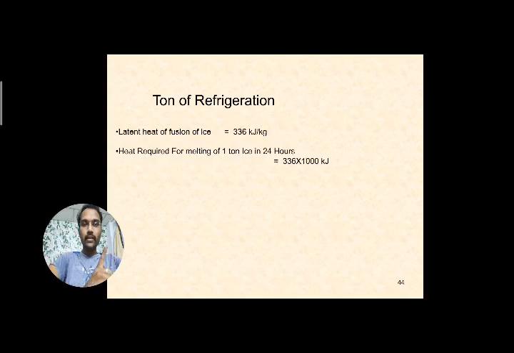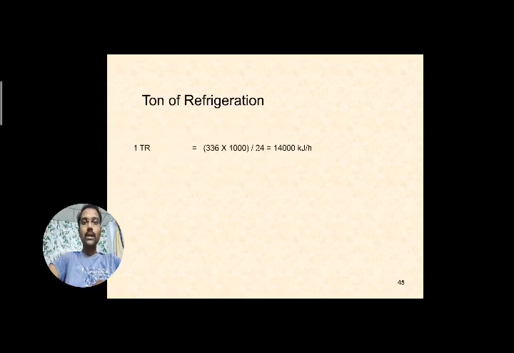Okay, for 1 ton of ice, it is 336 into 1000 kgs. Similarly, the refrigerating effect in 24 hours is the product of 336 into 1000 kgs, in kilojoules. Now, the 1 ton of refrigeration, you can write this per hour. You're taking 24 hours, so if you divide by 24, you get the value per hour, kilojoules per hour. Do the same thing and you'll get 14,000 kilojoules per hour.